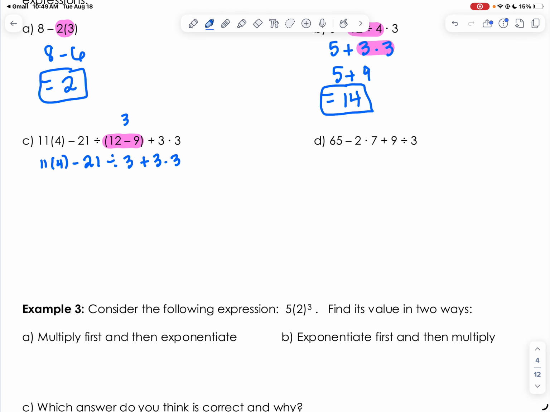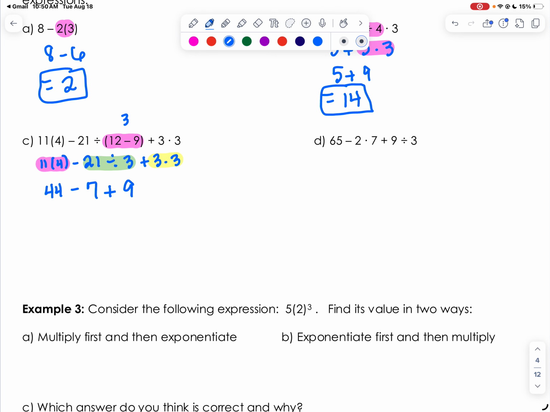All right, so now we have multiplication, subtraction, division, addition, and multiplication. So the next thing we're going to do is the multiplication and division in order. So we'll do the 11 times 4, then we'll do the 21 divided by 3, then we'll do the 3 times 3. All right? So when you have multiplication and division, you're working left to right. So this would be 44 minus 21 divided by 3 is 7, plus 3 times 3, which is 9.